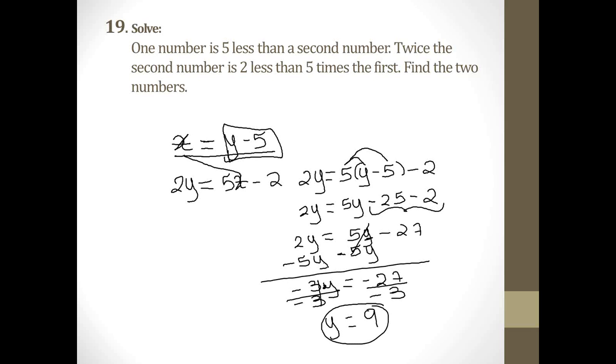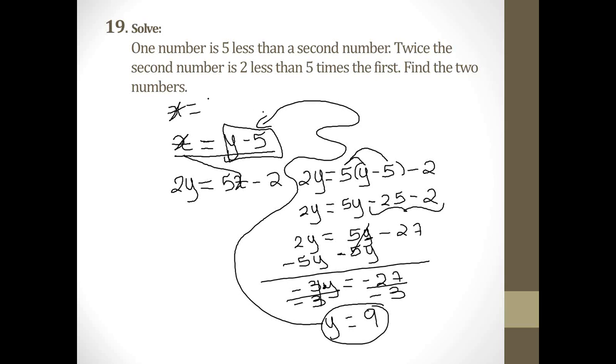I found my y. Then I'm going to do this little detour over here and substitute for y up here. So 9 minus 5 equals 4. So x is 4 and y is 9. So let's see if this is right. One number is 5 less than a second number. Yes. 4 is 5 less than 9.